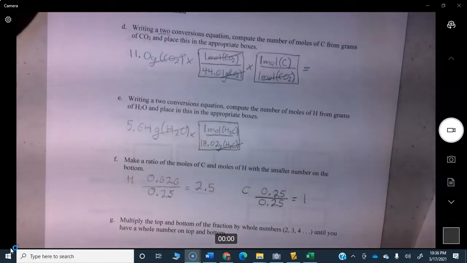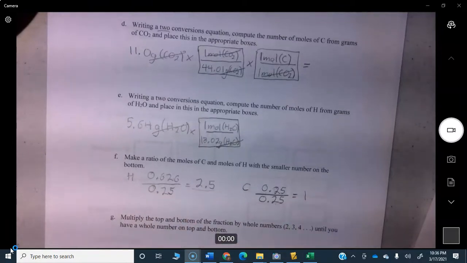So this one, they're different. You come up with that. This one, they're the same. So for this one with the smaller number of moles, it's always going to end up to be 1 there. Okay, so now we have a ratio of 2.5 hydrogen for every 1 carbon.